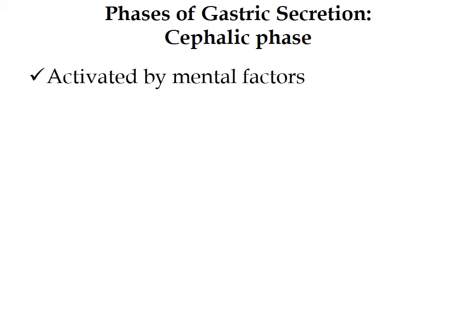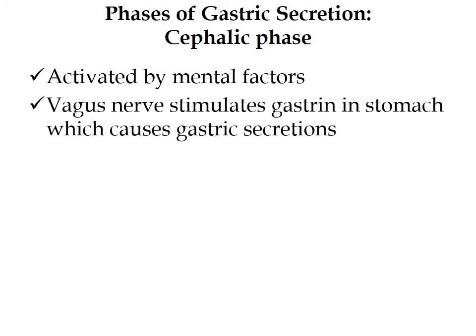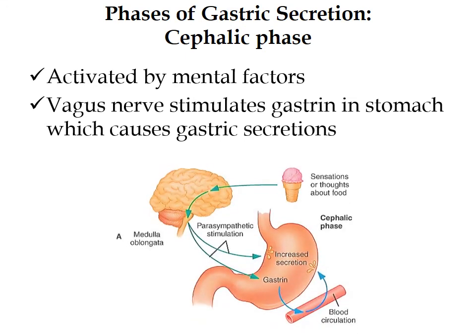Gastric secretion takes place in various phases. The first phase is called the cephalic phase. Cephalic means the head region. It is activated by mental, psychological factors. The vagus nerve stimulates the gastrin in the stomach, which causes the gastric secretion.